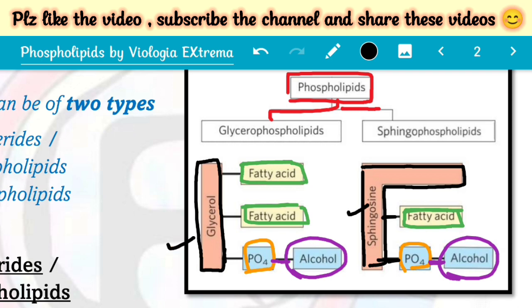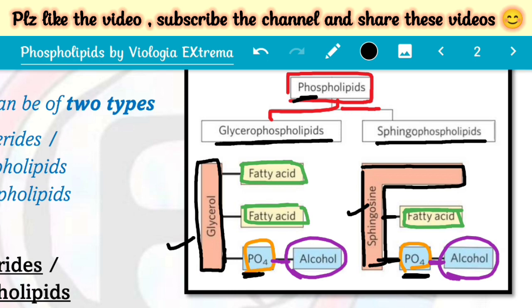Remember that. If it is glycerol, then we call it glycerophospholipids. If it is sphingosine, we call it sphingophospholipid. And what makes them phospholipids? Due to the presence of the phosphate group, which will always be the common thing, these are categorized into phospholipids.